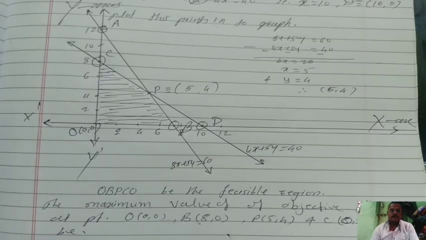Then first take x axis, y axis, origin O, (0, 0). The points will be A, B, C, D. Then first point, we have to put A point. Which A point? A point which is (0, 12). That is x coordinate 0, y coordinate 12. This will be A point, (0, 12).